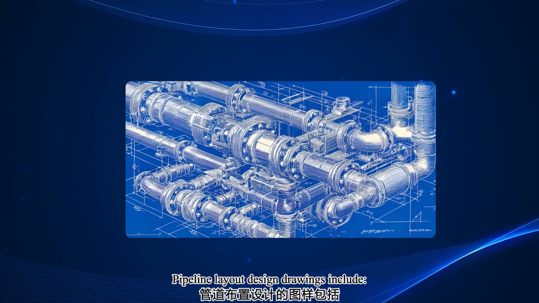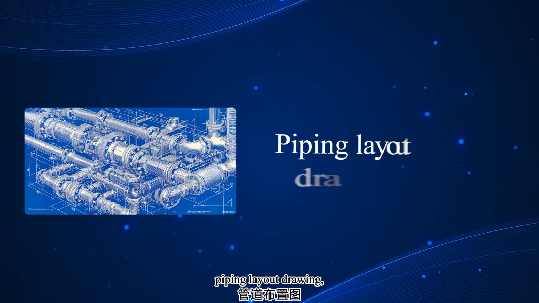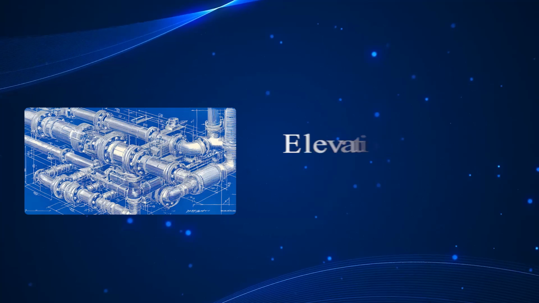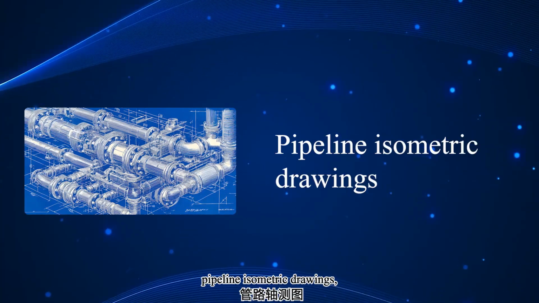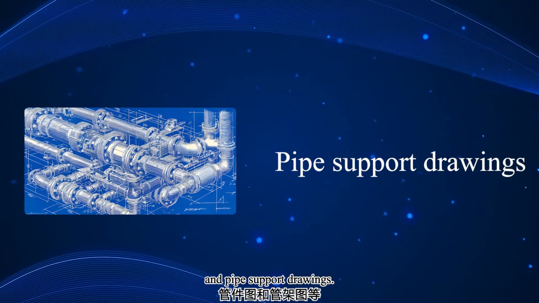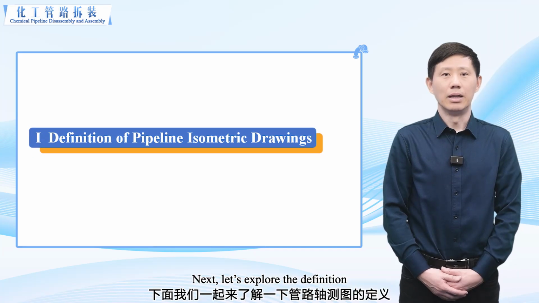Pipeline layout design drawings include piping layout drawing, plan layout drawing, elevation layout drawing, sectional layout drawing, pipeline isometric drawings, piping component diagrams, and pipe support drawings. Our focus today is on pipeline isometric drawing. Next, let's explore the definition of pipeline isometric drawings.